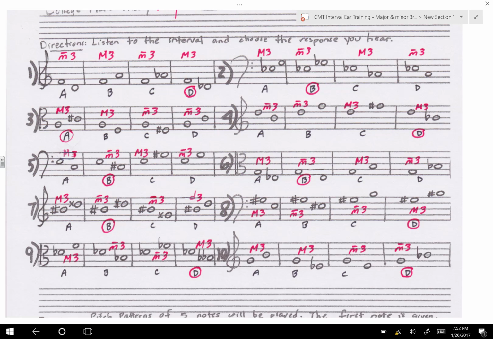9C, we have a minor third ascending. That will sound as do, me, from a D flat to an F flat. And finally, our correct response, a major third descending, D flat to B double flat.